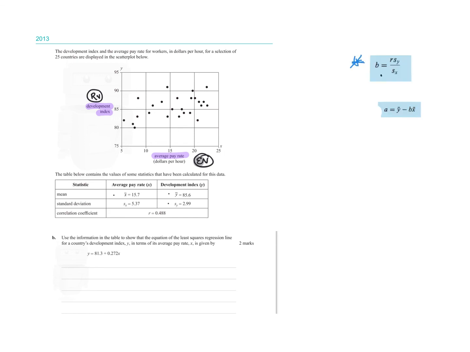And it does say, use this information to show that the least squares regression line is this. So you've already got the answer, you just have to show the value. So you'll have to just write B equals, and you pop in all those values. So we've got to put the R, so 0.488 times the standard deviation of Y over the standard deviation of X. And then you just would write what B is in that formula, which is 27.2.